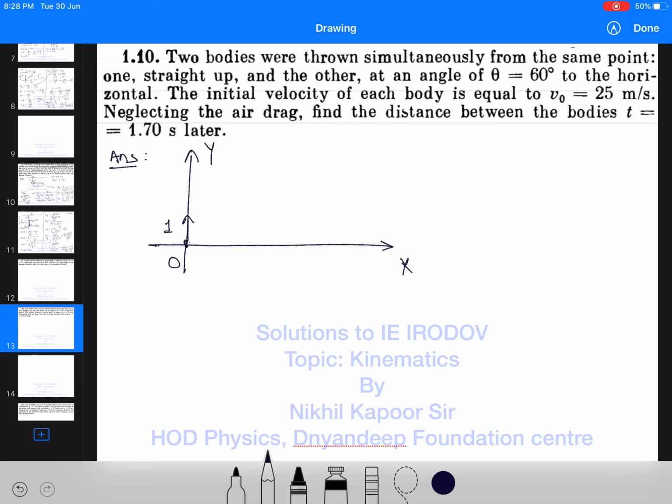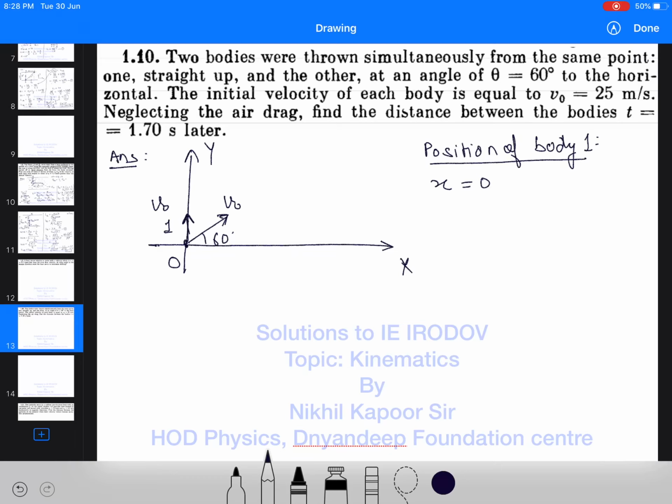So one body is thrown straight upward. Say this is the first body, and the other body is thrown at an angle of 60 degrees to the horizontal. The initial velocity of each body is 25, that is v naught. Now find the distance between them 1.7 seconds later. So first of all I will find the position of body 1.